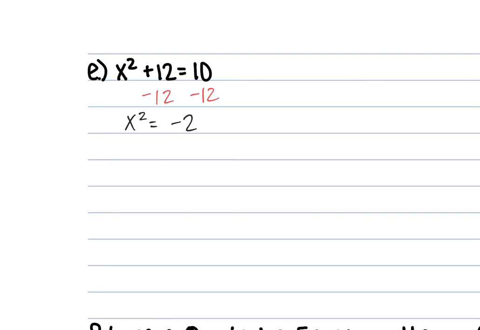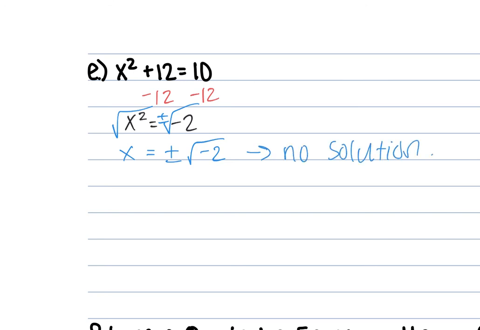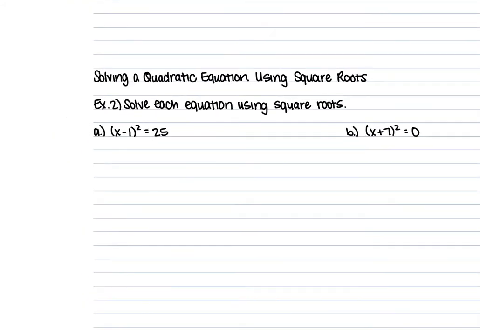And then when we take the square root, look what happens. We put our plus or minus. We're going to get x, not x squared anymore, just x equals plus or minus the square root of negative 2. Now there's no real number that when we multiply it by itself gives us a negative 2. So this has no solution. Okay? All right, and then when we move on, we're going to jump to solving quadratic equations using square roots.